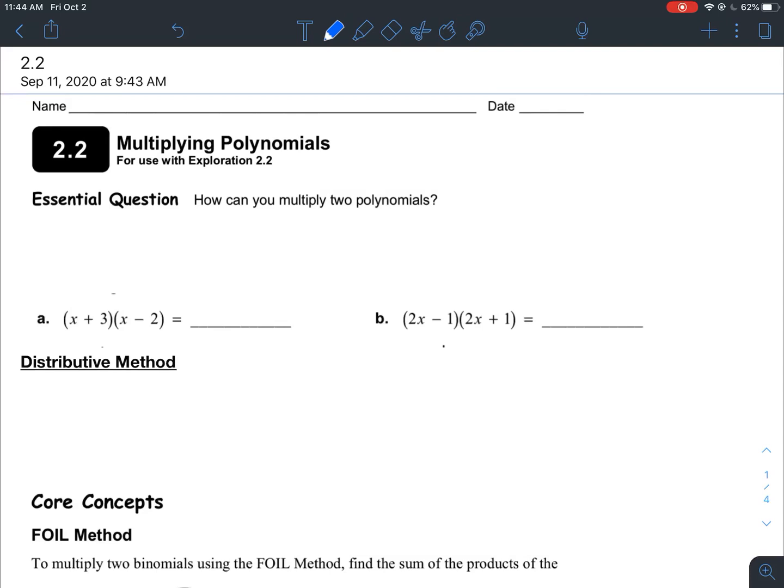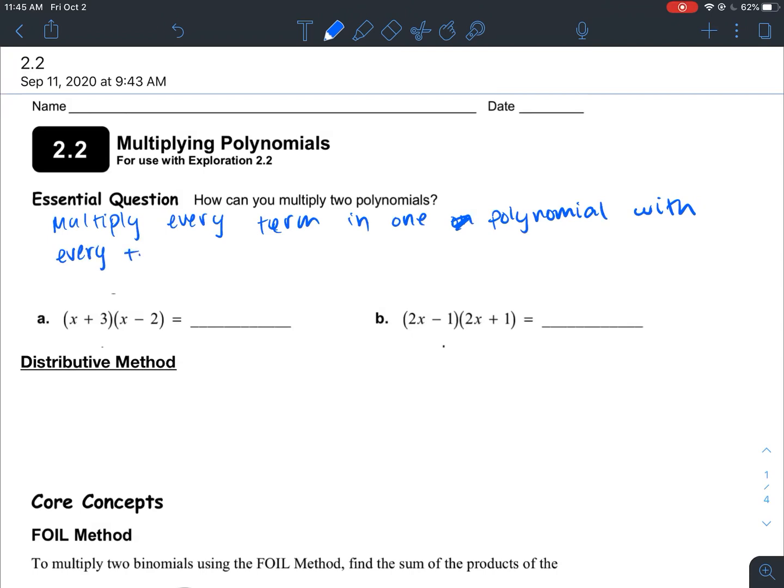To multiply two polynomials, what you need to do is multiply every term in one polynomial with every term in the other. So essentially every term in one has to be multiplied by every term in the other. Okay? That's really all it is.